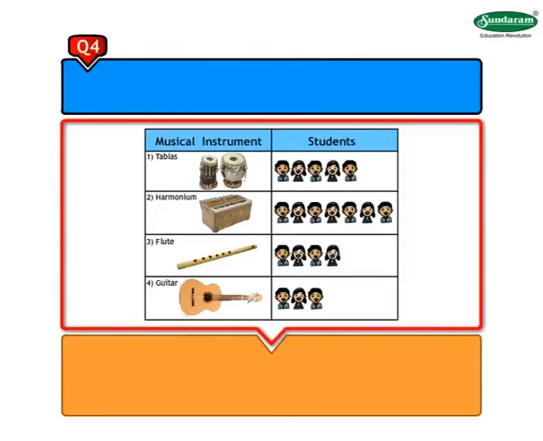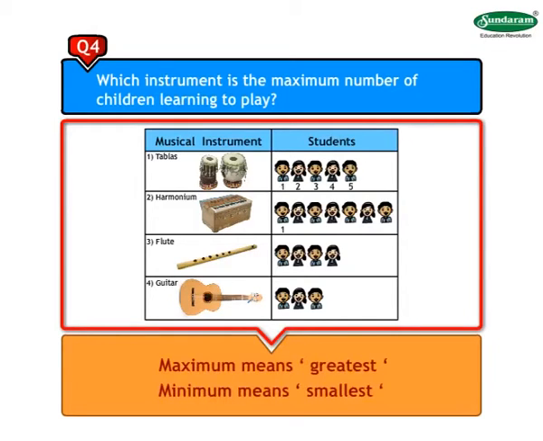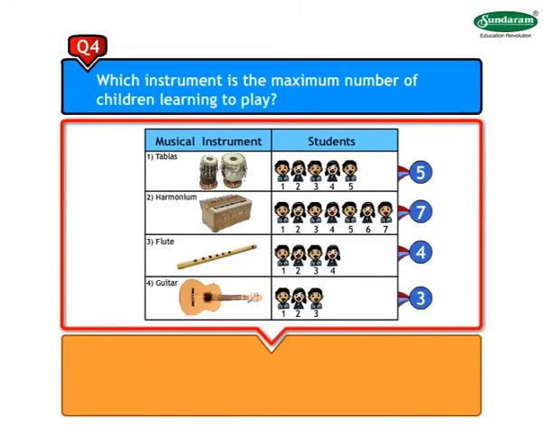Question 4. Which instrument is the maximum number of children learning to play? Solution. Maximum means greatest. Minimum means smallest. Let us count the number of children in each row. In the first row, there are 5 students. In the second row, there are 7 students. In the third row, there are 4 students. And in the fourth row, there are 3 students.